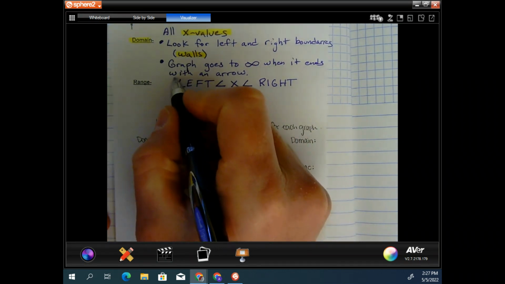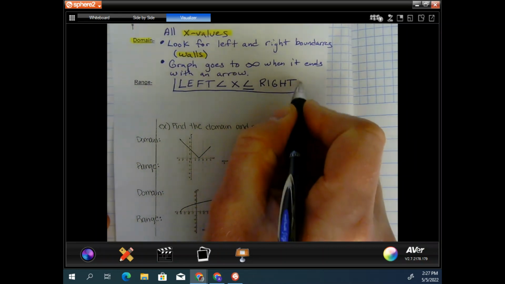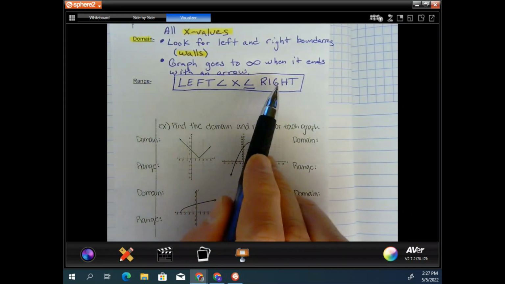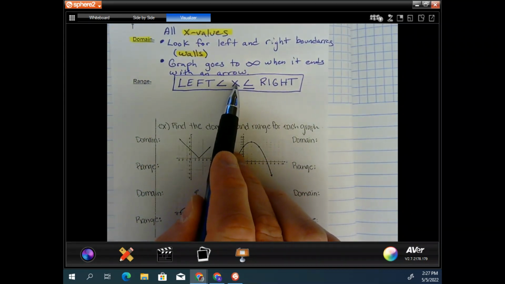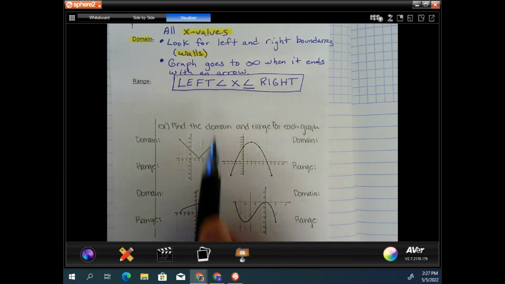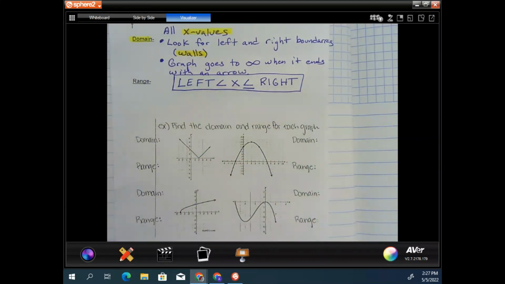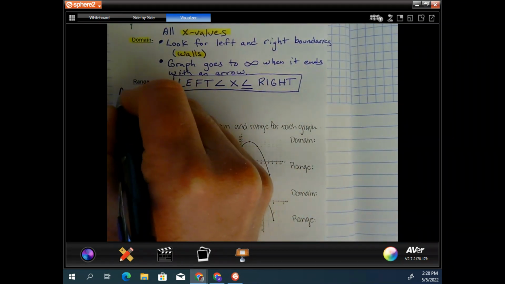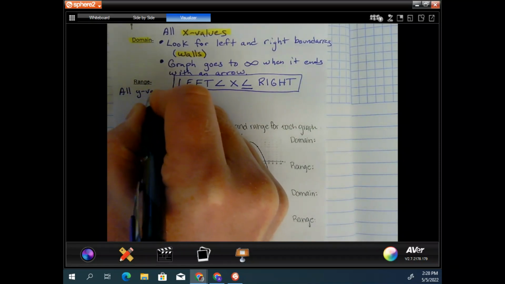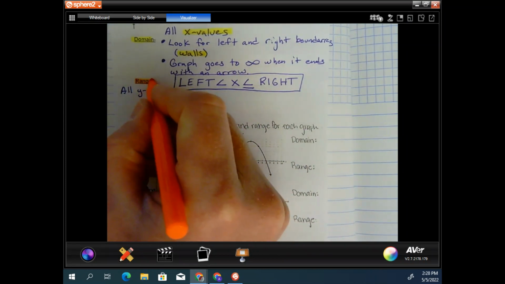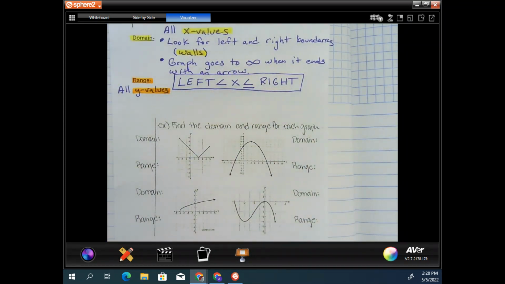And then this is really important. I would definitely focus on this, that it's our farthest left and our farthest right. Remember, our letter that we use for domain is x, our variable. And so then we're either going to be less than or equal to or greater than or equal to. The range is all the y values. So our range is all of our y values.